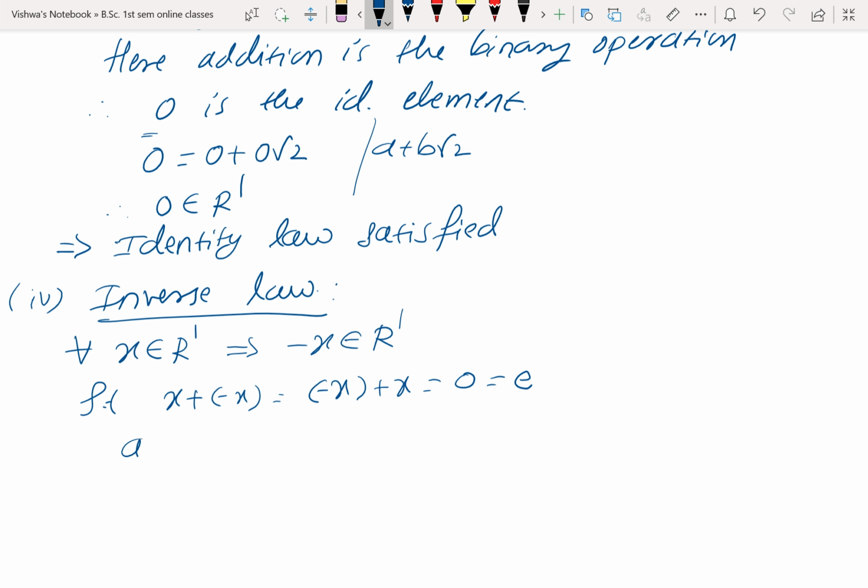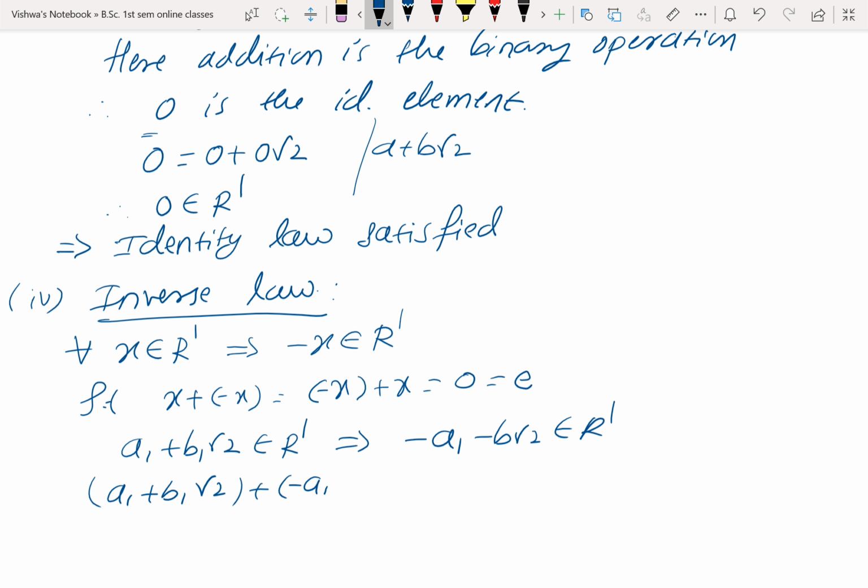So here x equal to what? a1 plus b1 root 2. This belongs to what? R dash. It implies that minus a1 minus b1 root 2 belongs to R dash. Then we need to verify the condition that x plus minus x and minus x plus x. So here it is a1 plus b1 root 2 plus minus a1 minus b1 root 2 is equal to a1 minus a1 plus b1 minus b1 root 2, by collecting the like terms one side. So it implies 0 plus 0 root 2, which is the identity element of R dash.